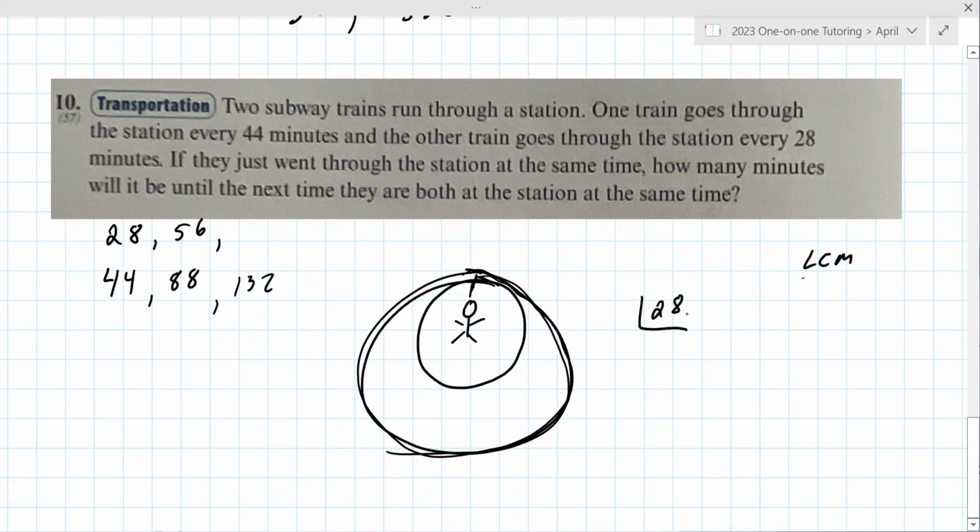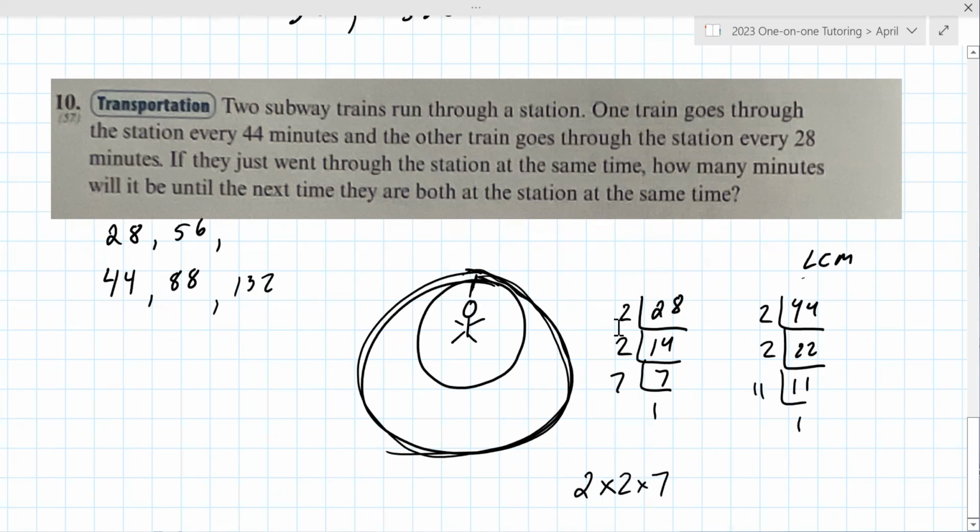Yeah, sure. Okay, so the way this works is you start with 28, so it's 2, 14, 2 and 7, 7 and 1, and then you do the same thing for 44, 2 and 22. The reason I'm starting with 2 is it's the smallest prime number, 2 and 11, 11 and 1. So you start with the first number, and your least common multiple has a 2 times a 2 times a 7. It's got to be at least the smaller number. Then you look at the next number and you see what you already have. Do you already have a 2 in yours? Yeah. Do you already have a second 2 in yours? Yeah. But do you have an 11? No. So that is your LCM.